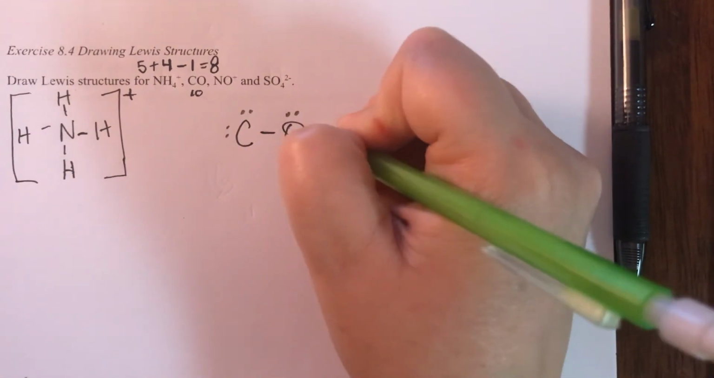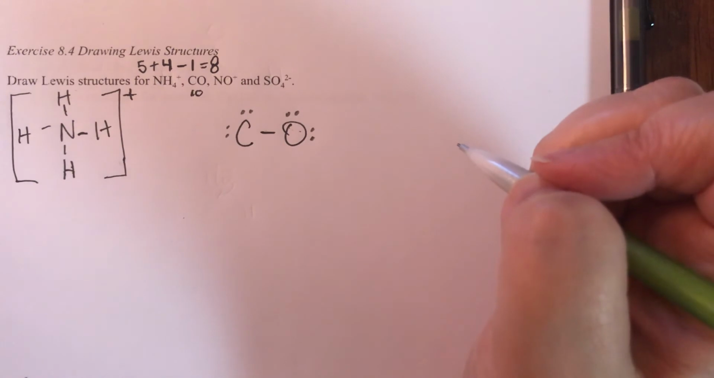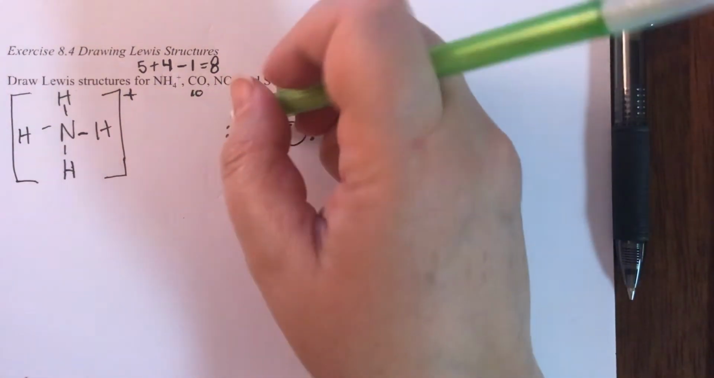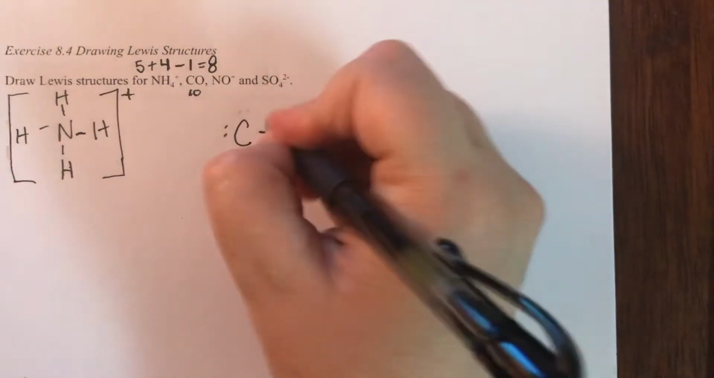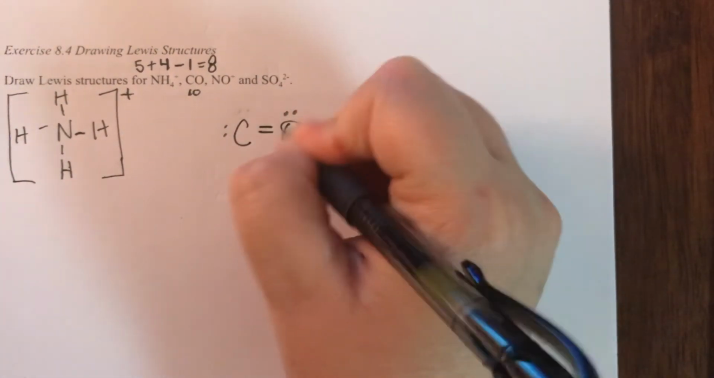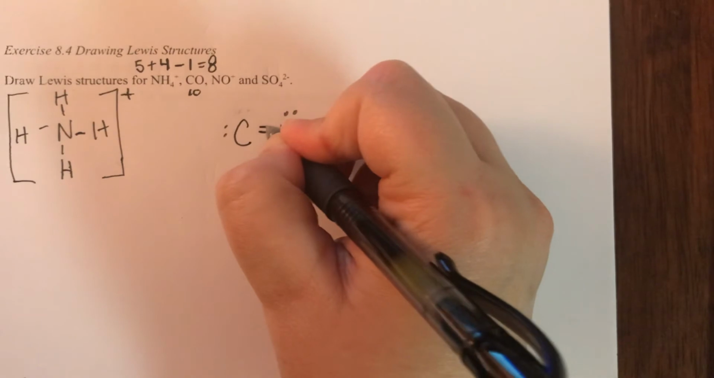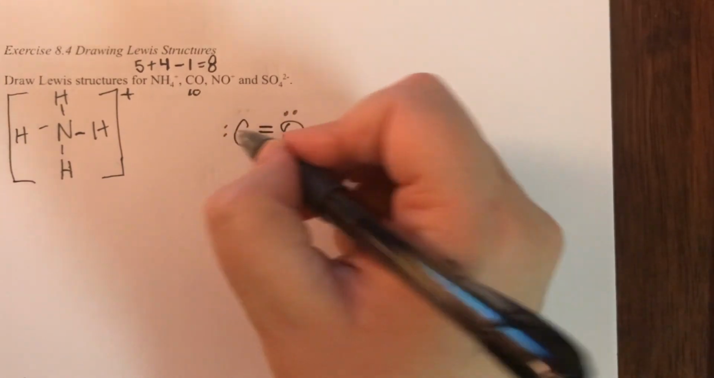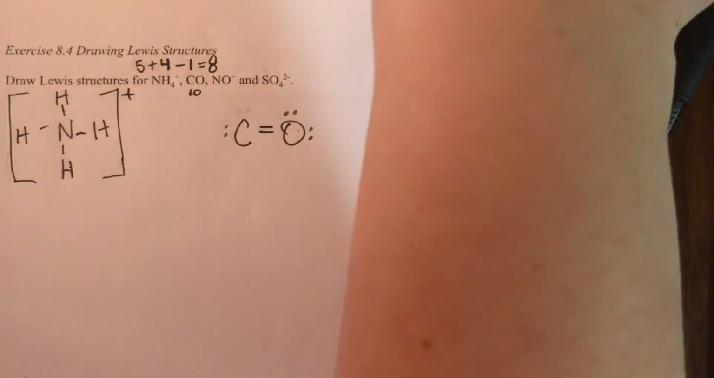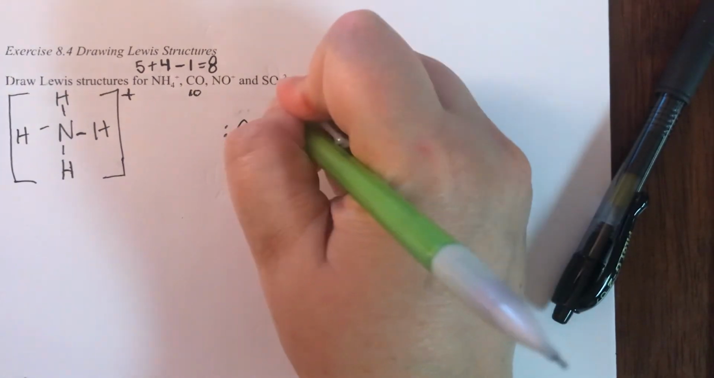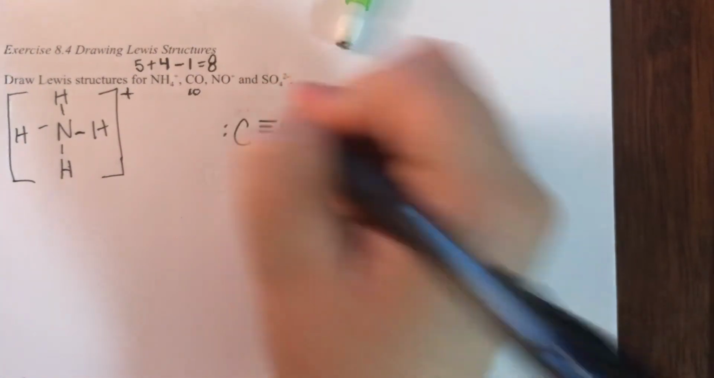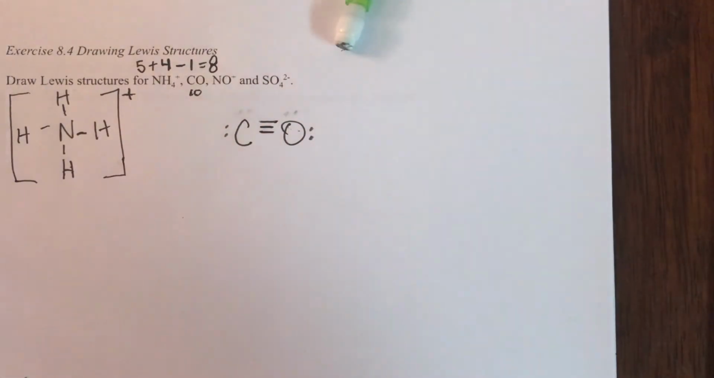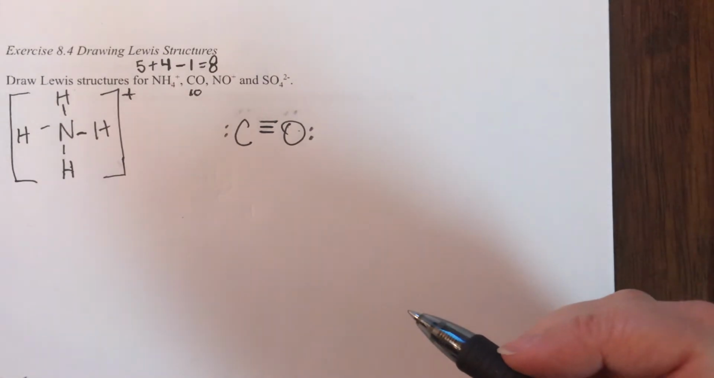Not satisfied, not satisfied. Okay, so, well, we're going to have to share a pair. Share a pair, okay. So we do that. Okay, now the oxygen's satisfied, 2, 4, 6, 8, but the carbon's still not, 2, 4, 6. So the oxygen's going to have to share a pair as well. And there we go. Our first triple. Are you so excited? I'm so excited. Carbon monoxide, our first triple bond.